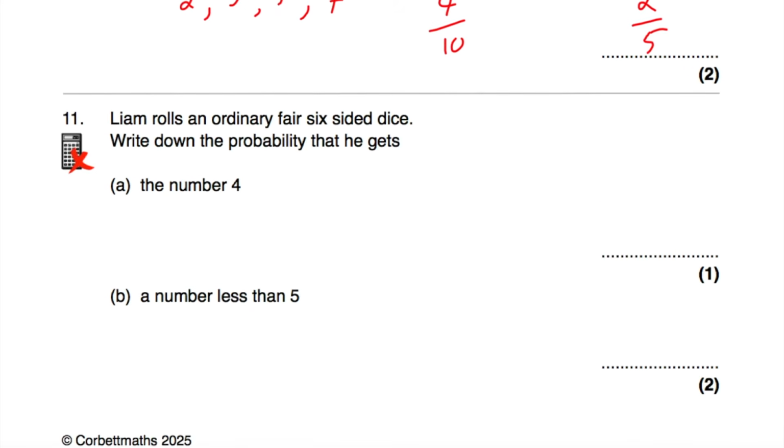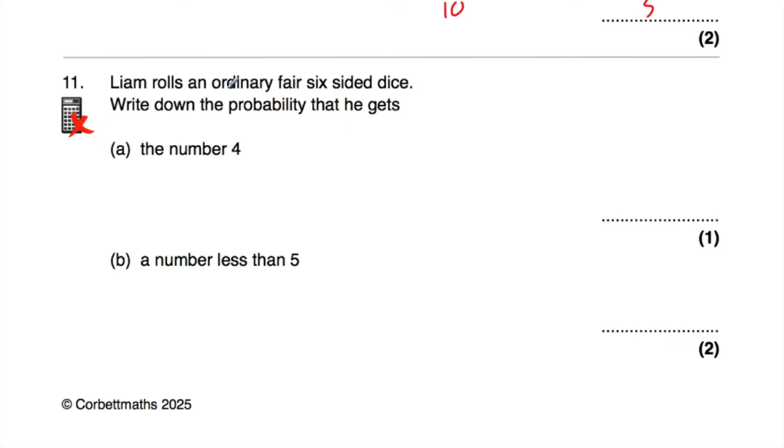Okay, let's look at our next question, question number 11. Question number 11 says, Liam rolls an ordinary fair 6-sided dice. So he rolls a dice and we've been asked what's the probability that he gets the number 4. Well, there's one 4 on the dice out of the 6 possible outcomes, 6 sides. So it's going to be 1/6.